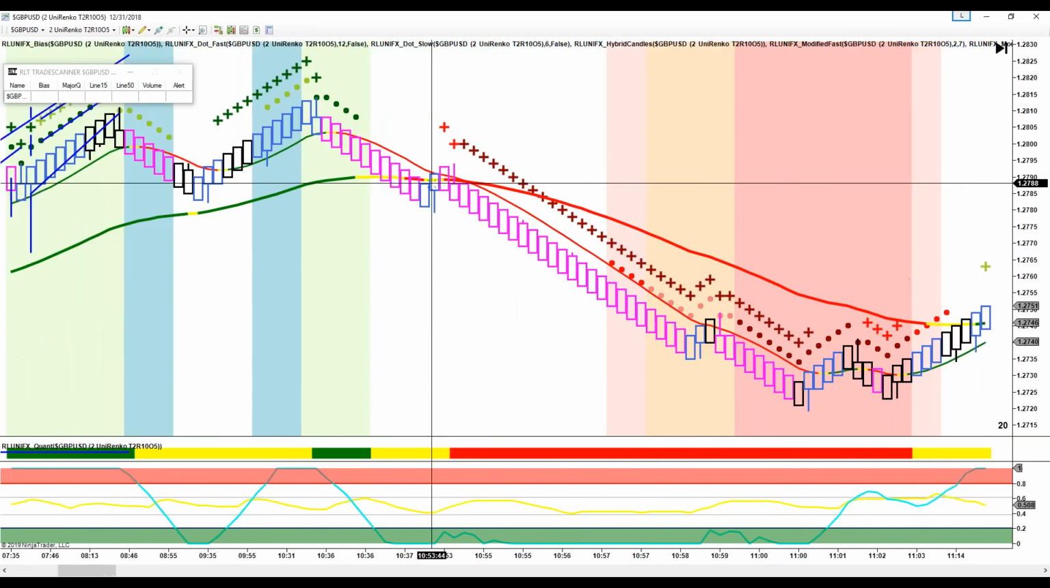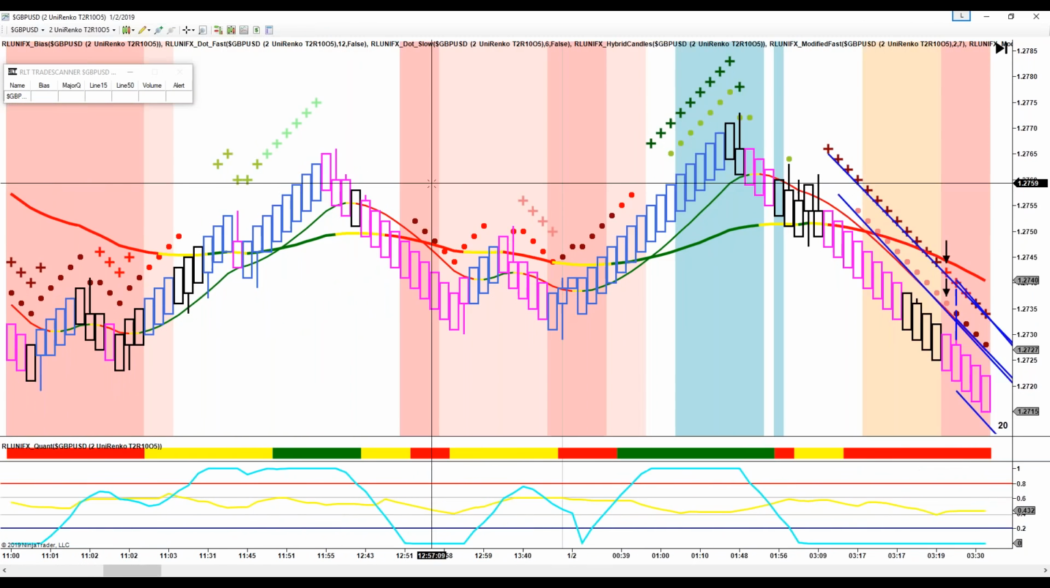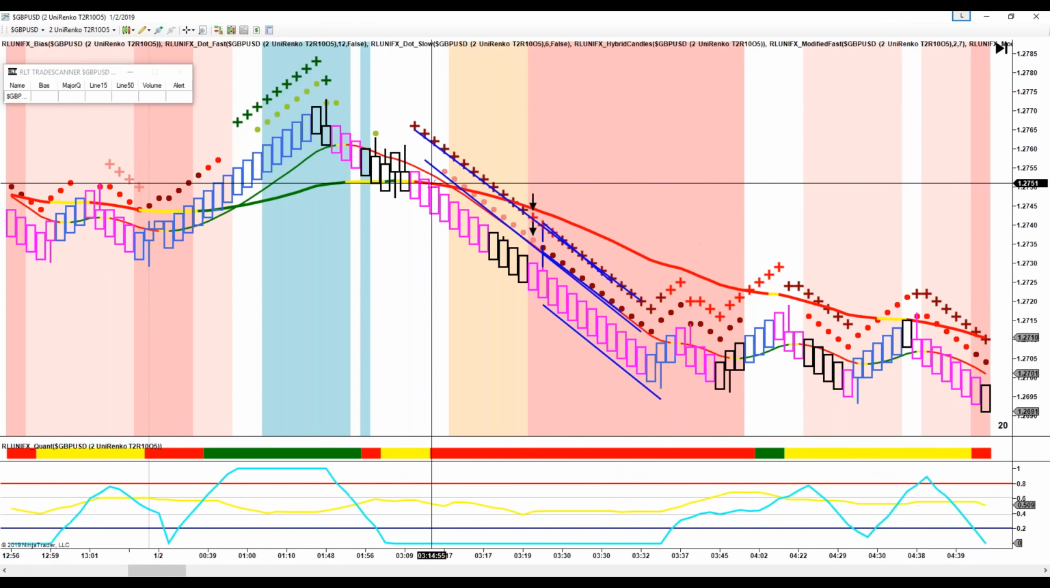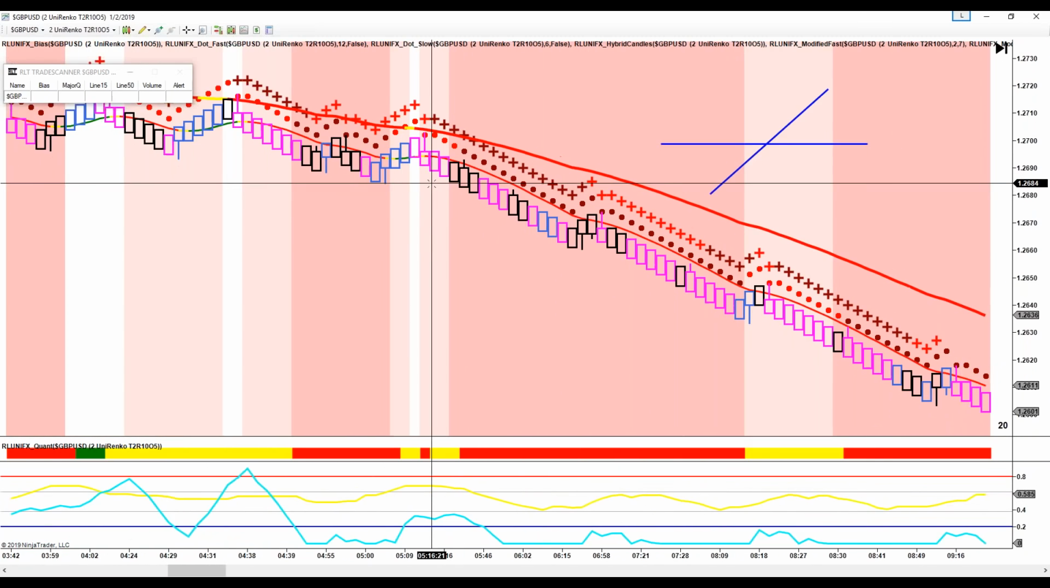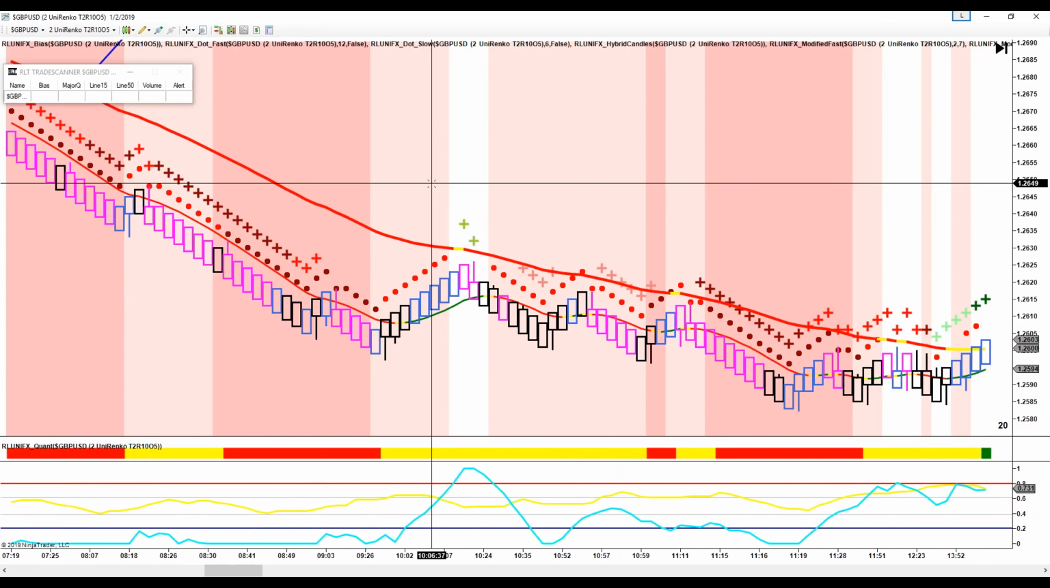Now, let's keep moving on, because I know there'll be questions. I want to give plenty of time for questions. And let's look at the 3-line indicator.